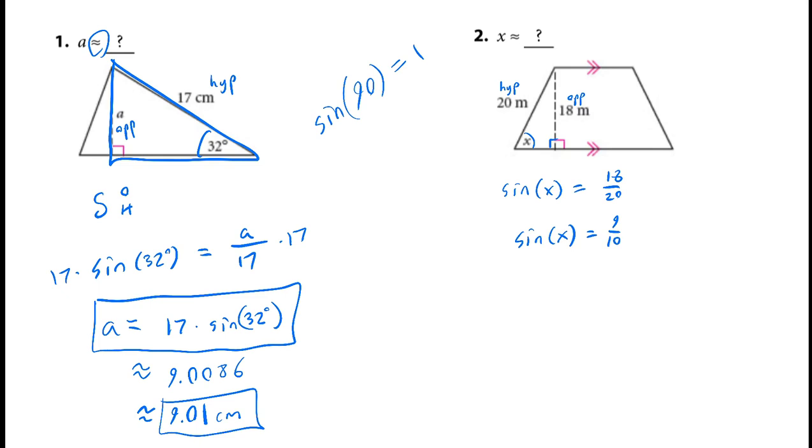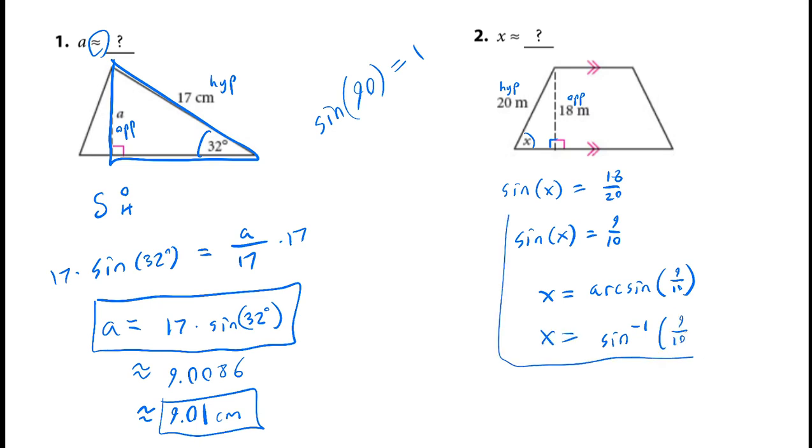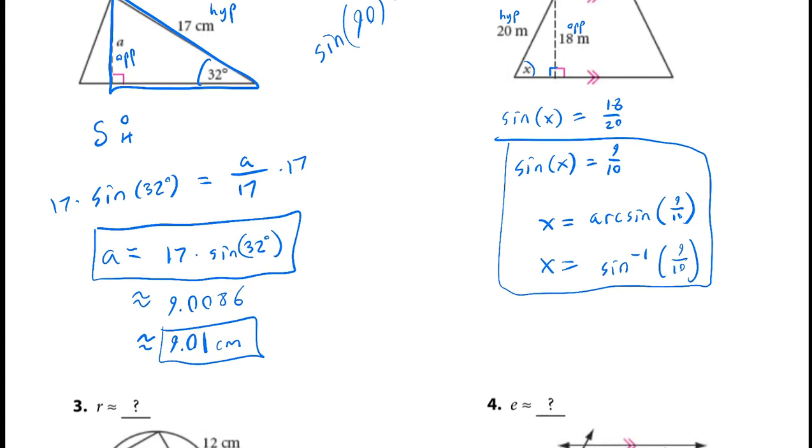Now, rewriting this exactly, that's equivalent to x is the arc sine of 9 over 10, or depending on your book and your calculator, that's the same as inverse sine of 9 over 10. All three of these expressions are equivalent. We just use this inverse sine or arc sine to find an angle measure when it's missing. So that's the exact expression right there. That's exactly right, and so is the arc sine. Those are both correct answers.